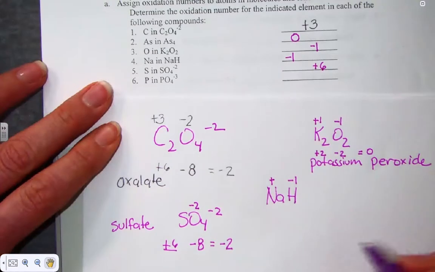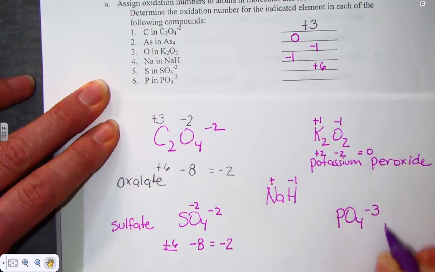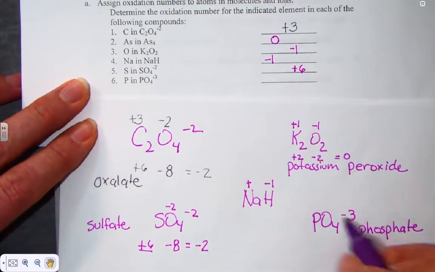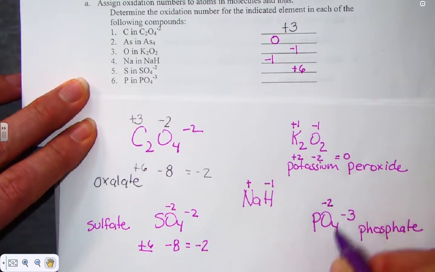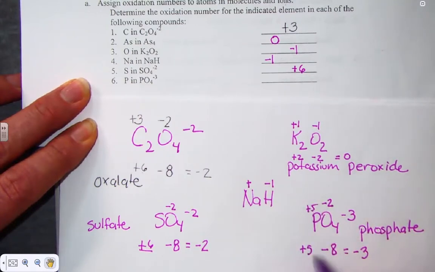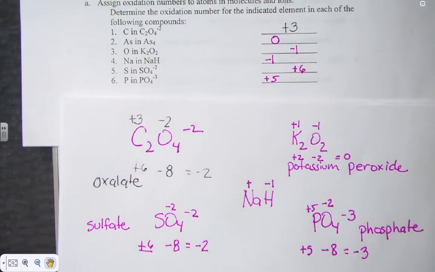The last example, another polyatomic ion called phosphate, PO4-3. On our polyatomic ion chart, PO4-3 is named phosphate. We know oxygen to be a -2, giving a total contribution from the oxygens of -8. Overall, it must be a -3. So therefore, the positive charge is a +5. A +5 and a -8 land me at a -3. So a +5 is the oxidation state of phosphorus in phosphate.